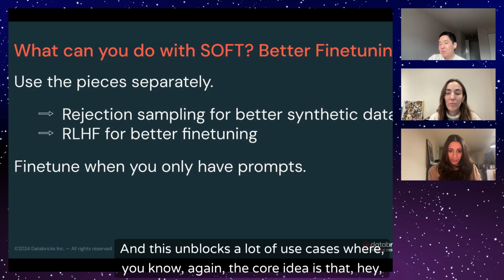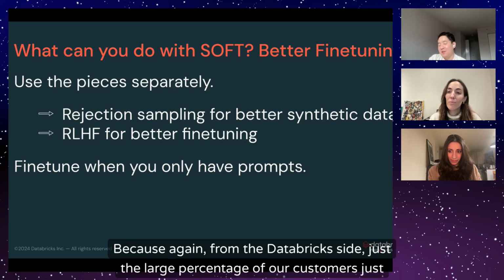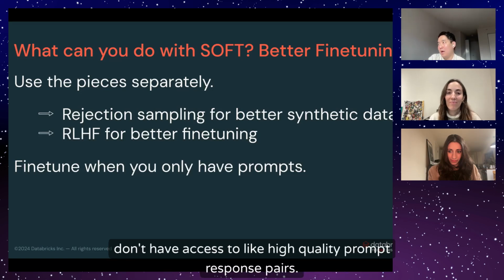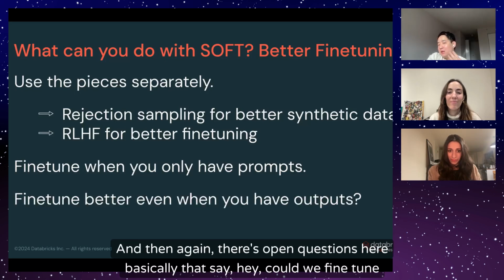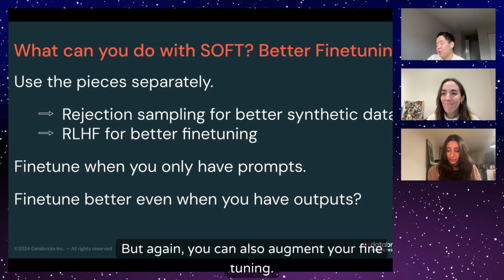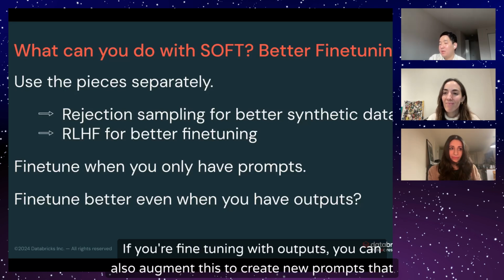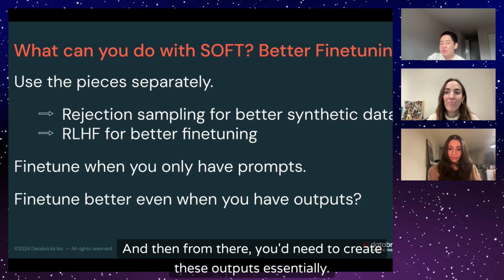And this unblocks a lot of use cases where the core idea is that these high quality prompt response pairs don't exist in the wild. Because from the Databricks side, a large percentage of our customers just don't have access to high quality prompt response pairs. They can't work with data vendors to get them, and it's just very, very hard to get them. And then again, there's open questions here, like could we fine tune it better when you actually have outputs? It's a bit of an open question, but you can also augment your fine tuning. If you're fine tuning with outputs, you can also augment this to create new prompts that just don't exist already. And then from there, you need to create these outputs essentially.